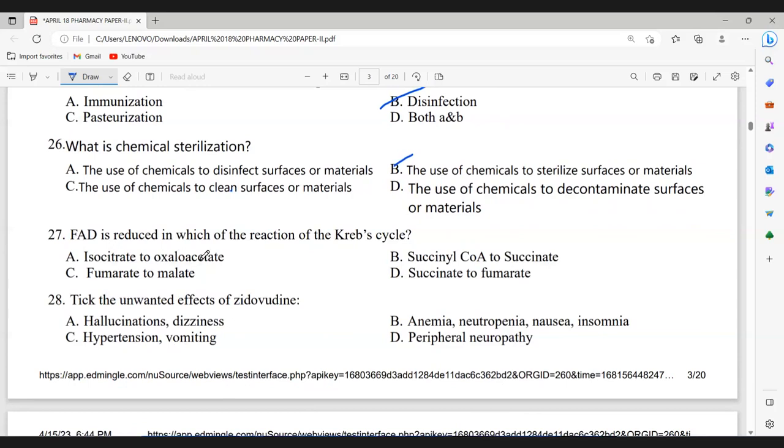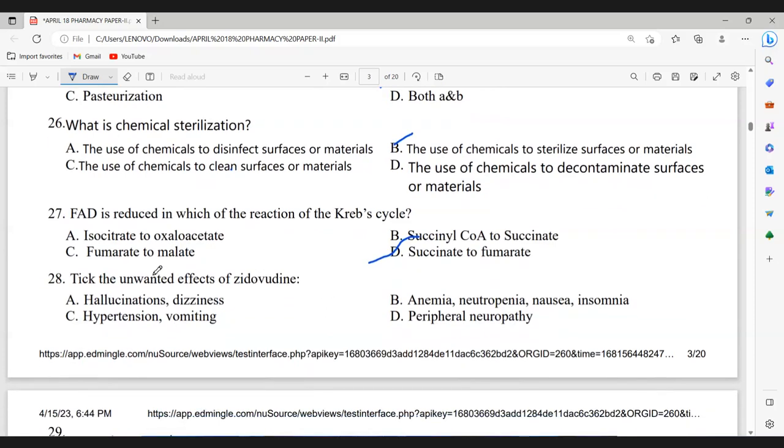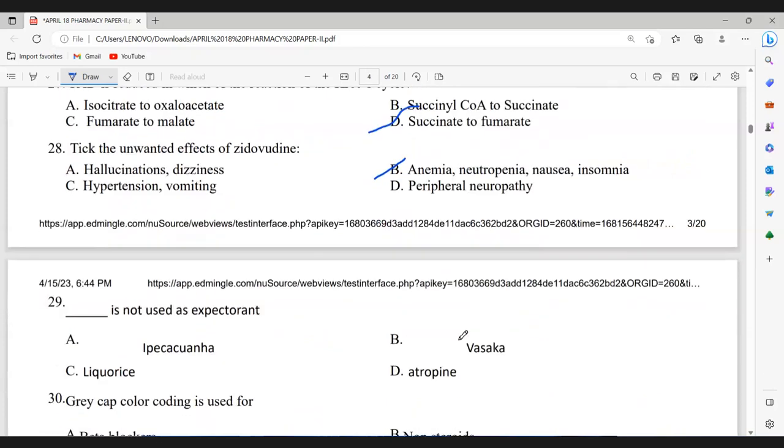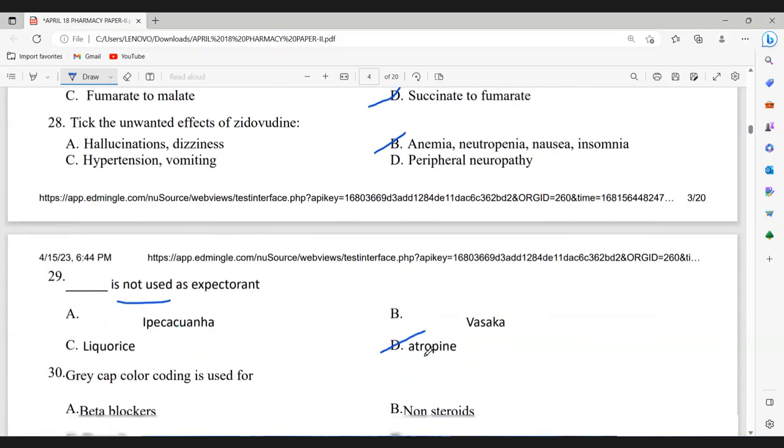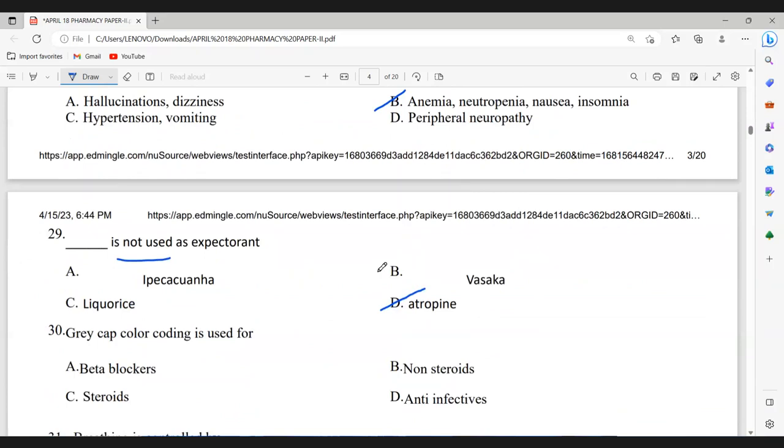27, FAD is reduced in which reaction of Krebs cycle? Even this is a direct question, that is succinate to fumarate. Then 28, tick the unwanted effects of zidovudine. Is it a direct question? That is anemia, neutropenia, nausea and insomnia. 29, dash is not an expectorant. Atropine is not an expectorant. It is an anticholinergic and shows antispasmodic effects.